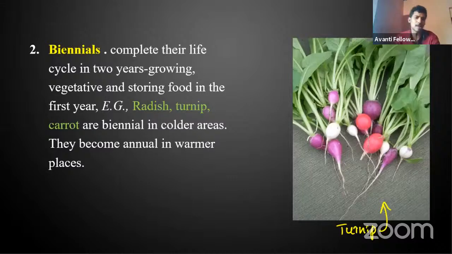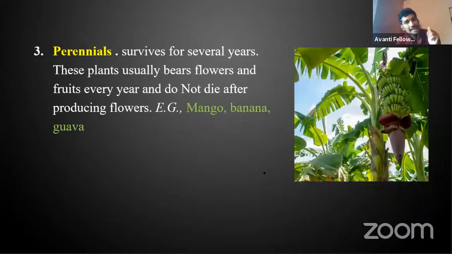Exactly. So that's what we call hybrid. So we'll move on then. The last one is the perennials. Perennials survive for several years. This plant usually flowers and fruits every year, but it won't die every year. For example, mango, banana, guava, or any large plant, coconut, areca, everything you can see here.